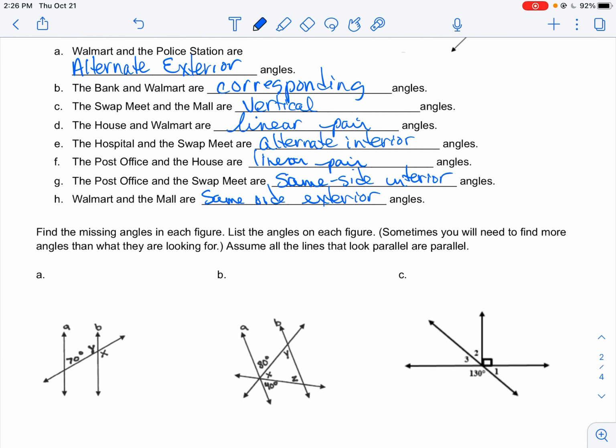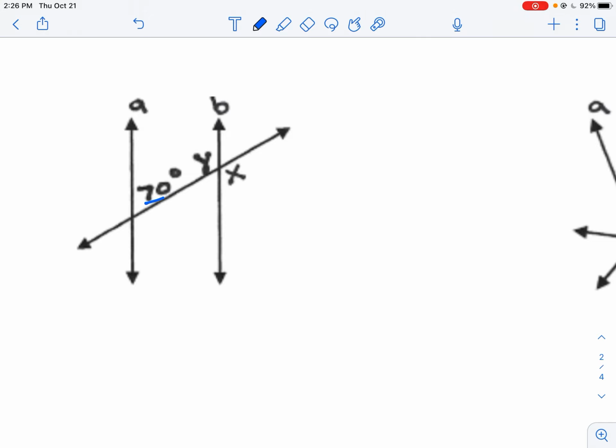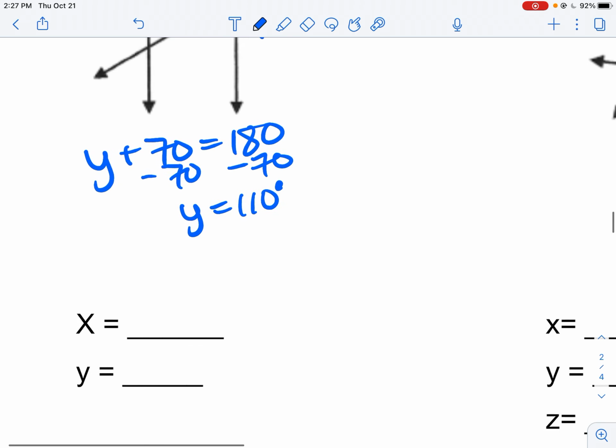Okay. So down here we're going to be finding the missing angle from each one of these. Okay, so if I look at this, this is 70 degrees. And this right here, these are same side interior angles. So y plus 70 would equal 180. So I subtract 70 from both sides. I get y equals 110. So if this is 110, this is also 110 because they are vertical angles. So 110 and 110.